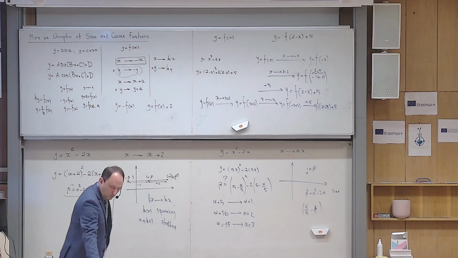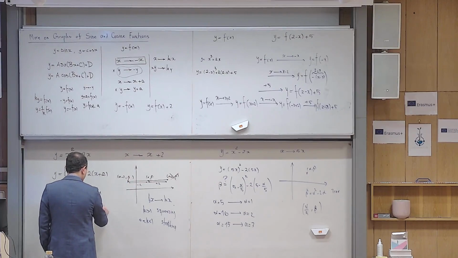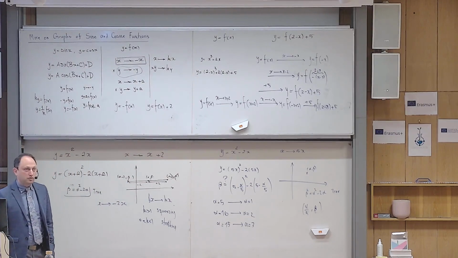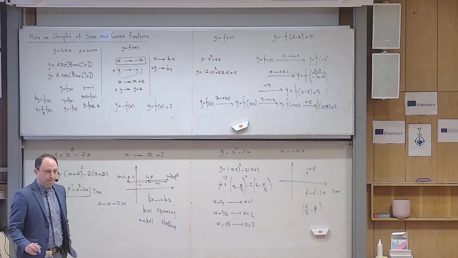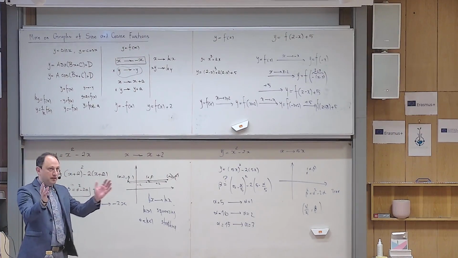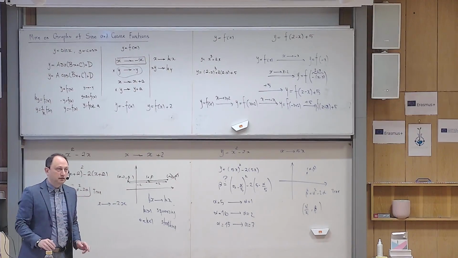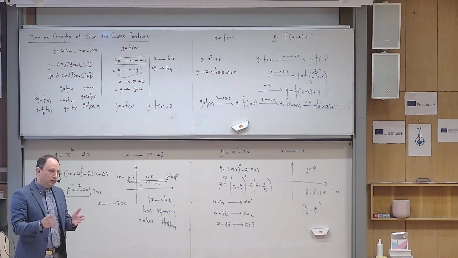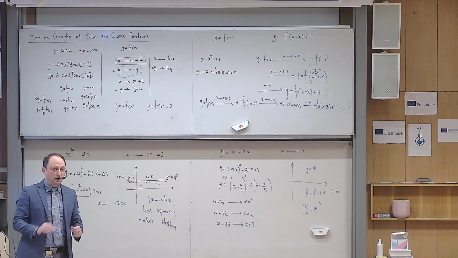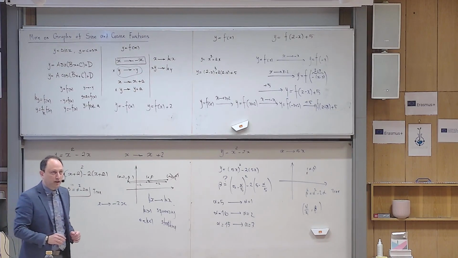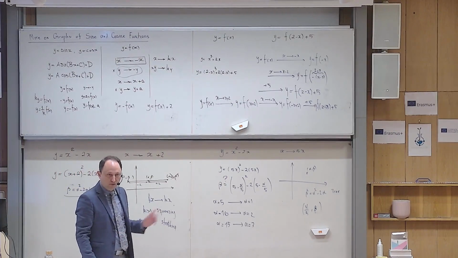So if I say, what is the effect of this application? Can you tell me what happens if I change x to minus 2x? The graph will be squeezed by a factor of 2 and then flipped around the y-axis. Or, if you want, you can flip around the y-axis first and then squeeze it by a factor of 2. Both of them are the same.